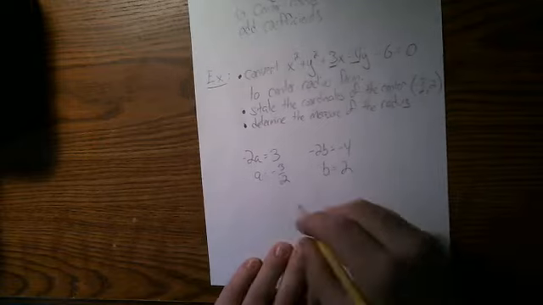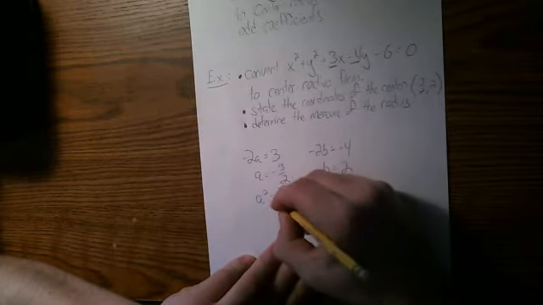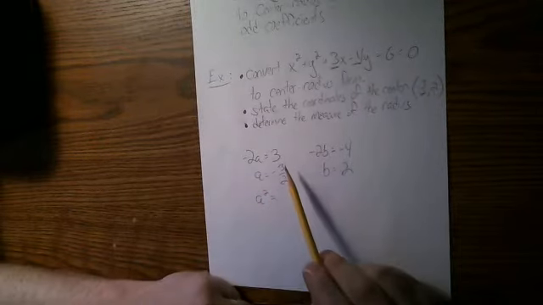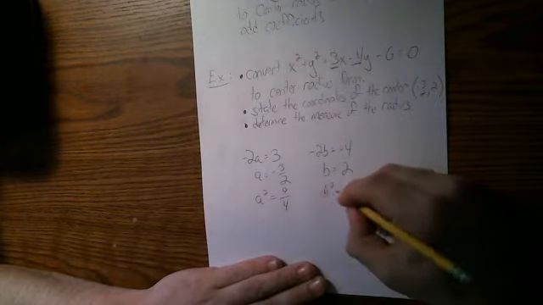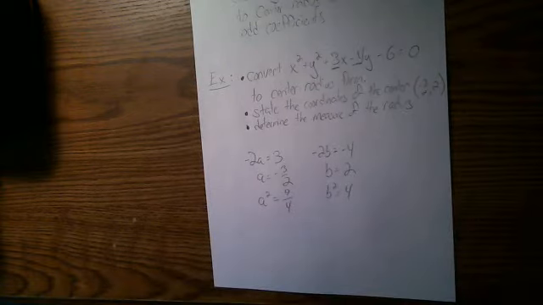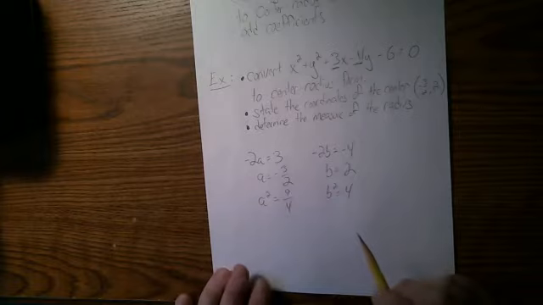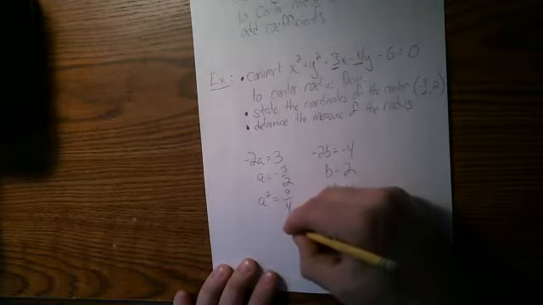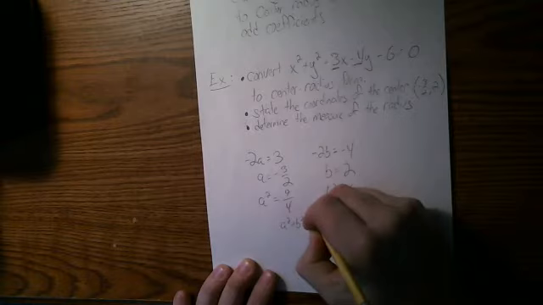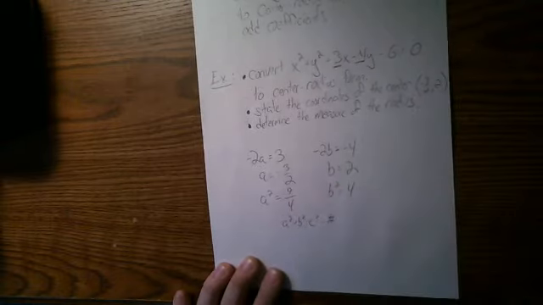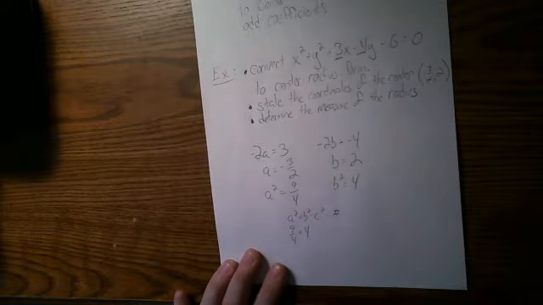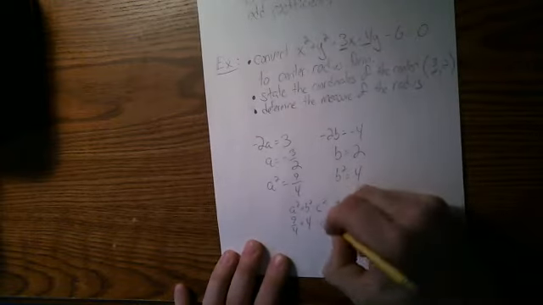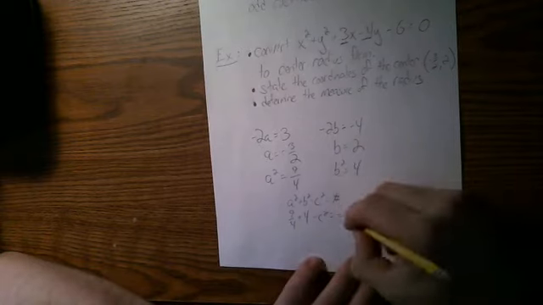So let's square a and b. A squared is, well, 3 squared is 9, and 2 squared is 4, so a squared is 9/4, and b squared is 4. So if you remember the procedure, a squared plus b squared minus c squared equals number, where a squared in this case is 9/4, b squared is 4, minus c squared equals number, which the number in this case is -6.